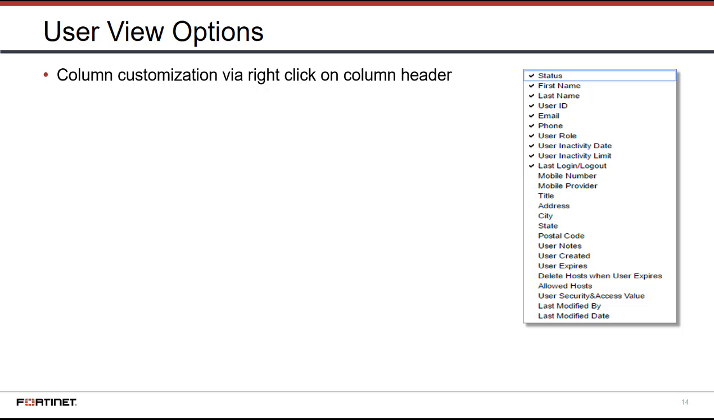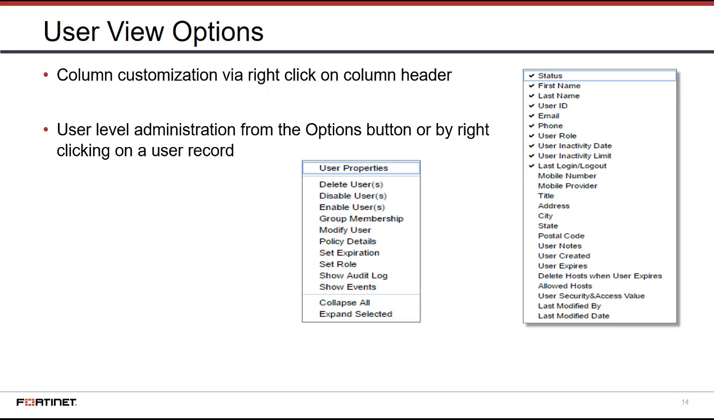A right click on any column header in the view will allow us to decide which columns of information that we want to display. So there's a check mark next to all of the selected options. So you can really modify exactly what you're looking at within each of these different views.